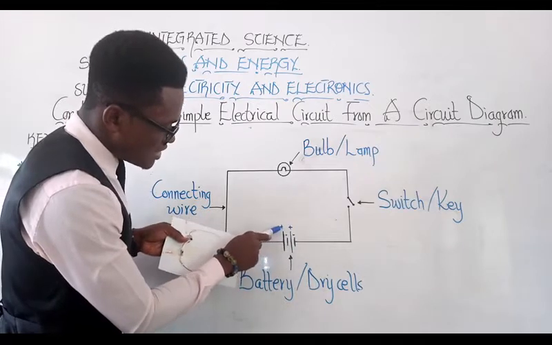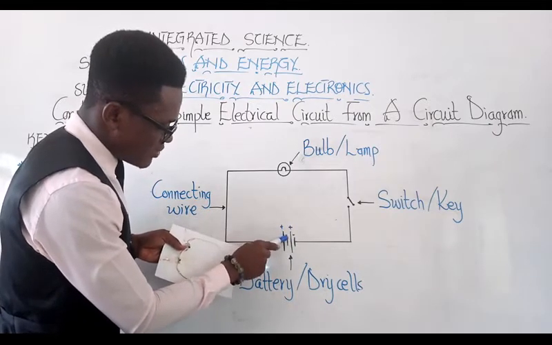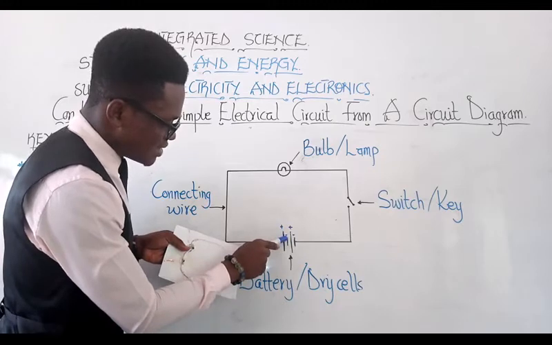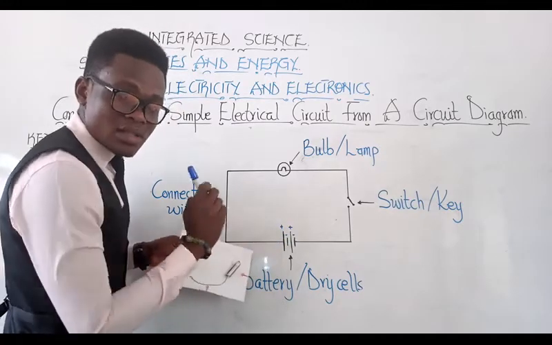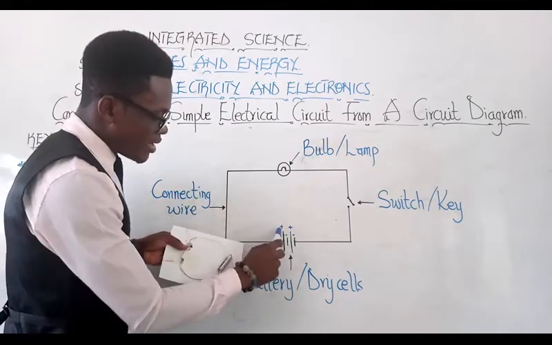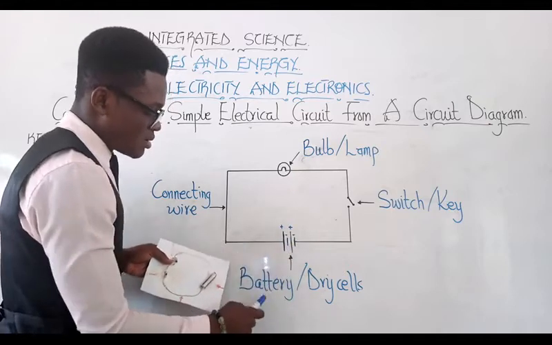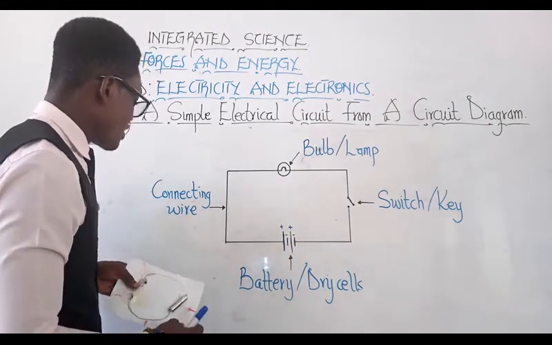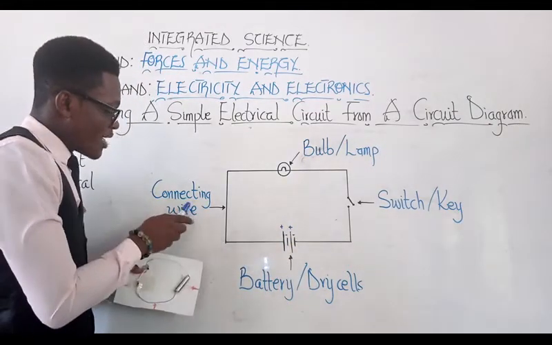We have the positive terminal and then the negative terminal. The positive terminal and the negative terminal make up the dry cell. But when two of them are combined, it becomes a battery. Okay. And then we have the connecting wire.